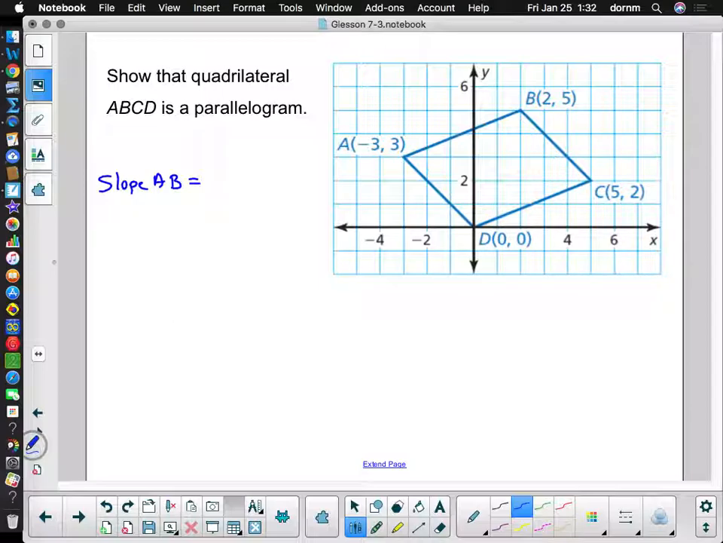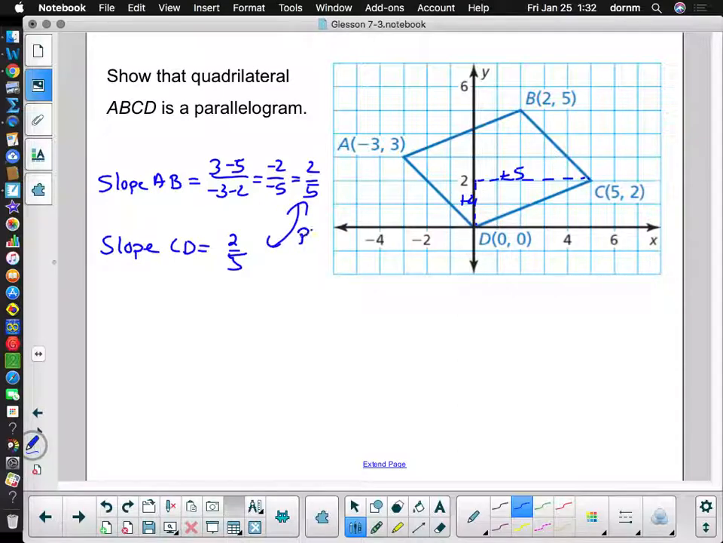But slope, again, changing y over changing x, so that's 3 minus 5 over negative 3 minus 2, or negative 2 over negative 5, which is just 2/5. Then we find the slope. I'm going to find the parallel one right away. That would have to be CD. And again, if I count, it's plus 2 over plus 5, which is 2/5. So these are parallel.